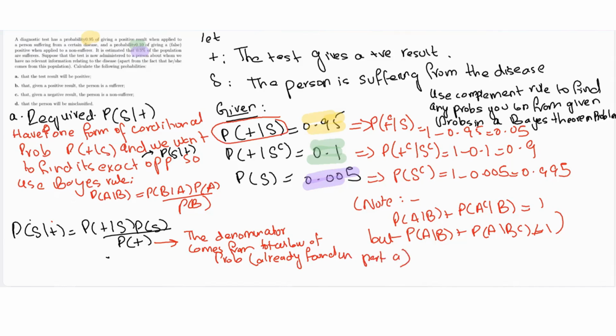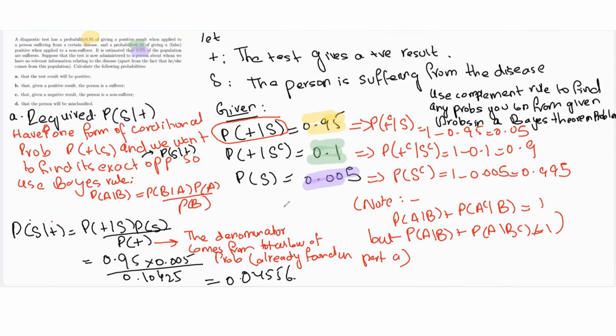So now we have all the information that we need. We have probability of positive given S is 0.95. We have probability of S as 0.005. And probability of positive we found in part A as 0.10425 from the total law of probability. So the answer is 0.04556.